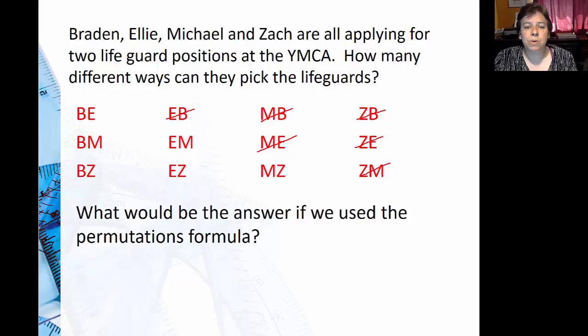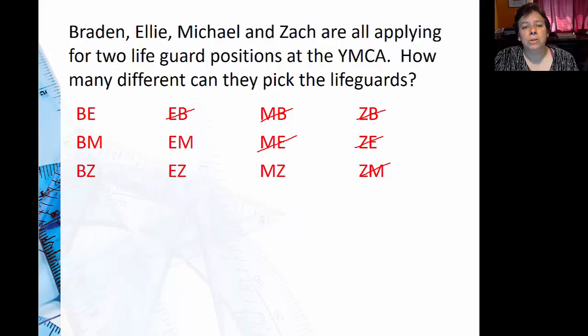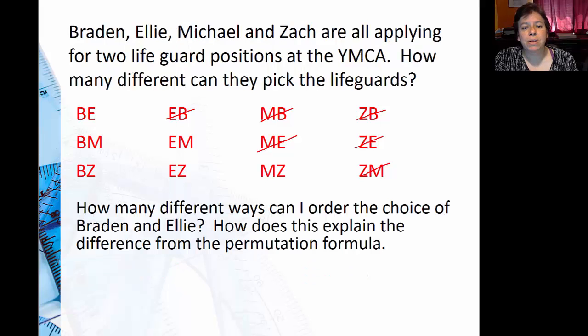So if I had used the permutation formula, would I get the 6 ways? Well, I'm going to go ahead and put in 4 students to choose from, and I'm going to pick 2. And when I do the calculation, I get 12. So the question is, how many different ways can I order the choice of Braden and Ellie? Let's just look at that. And how does this explain the difference from the permutation formula? Why am I getting 6 and permutations is getting 12?